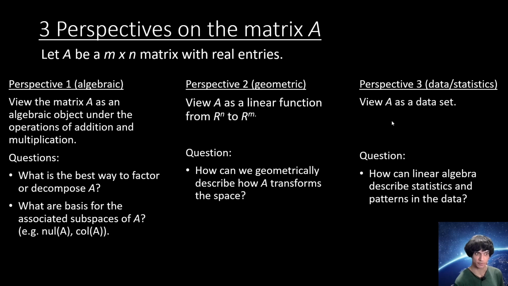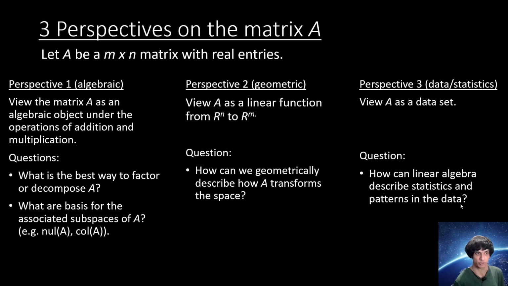The final perspective, and the least abstract perspective, is to view the matrix A as a data set. A matrix is essentially just a box of numbers. If you have some data set of observations from, say, a scientific experiment, stored in an Excel spreadsheet, then what you have is a matrix. You have rows and columns. So the natural question is, can these algebraic properties of the matrix tell us anything about the statistics of the data, or reveal any patterns in the data?